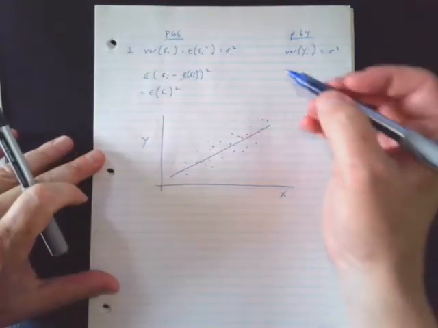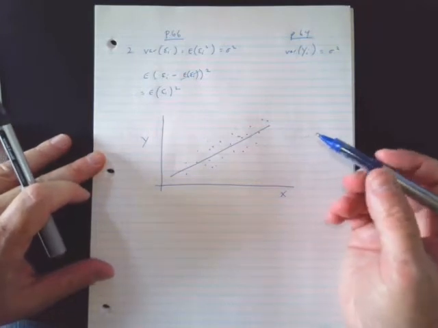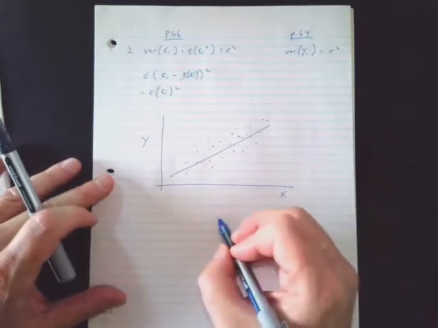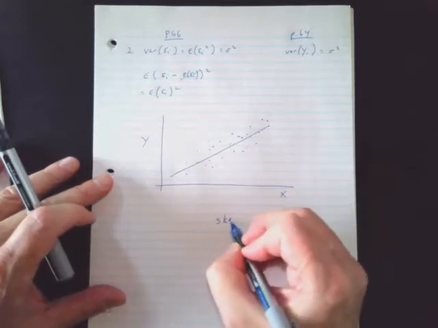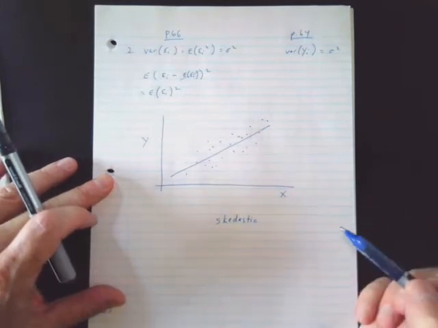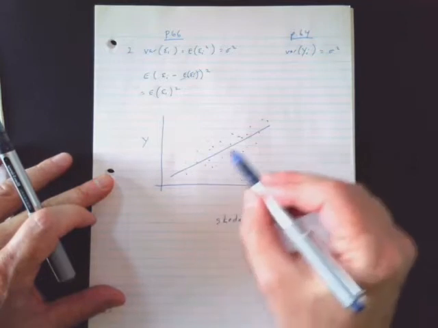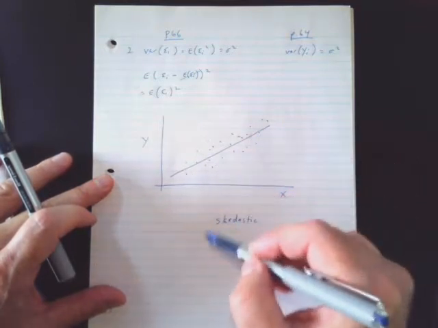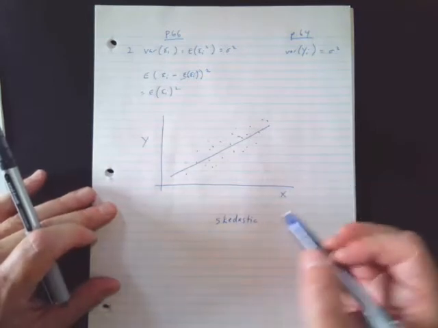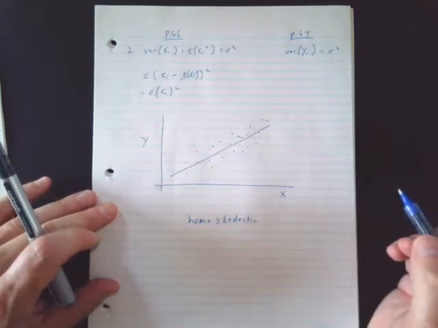Now there's a term for this. The Greek word for randomness is skedasticity. The error term is the skedastic term in the regression. And since we're saying that it's the same skedasticity across the sample, this is a homoskedastic error term.